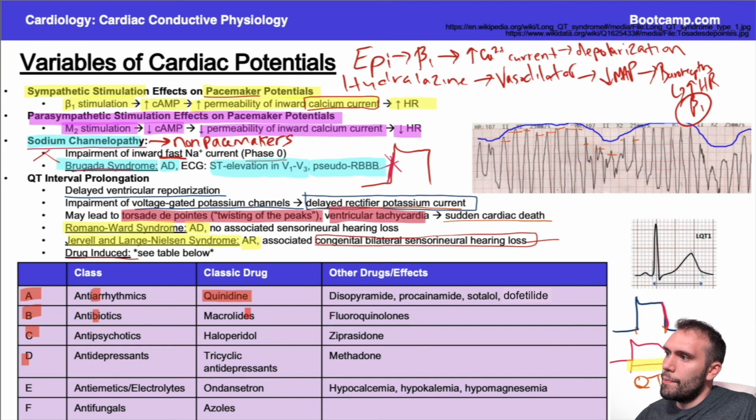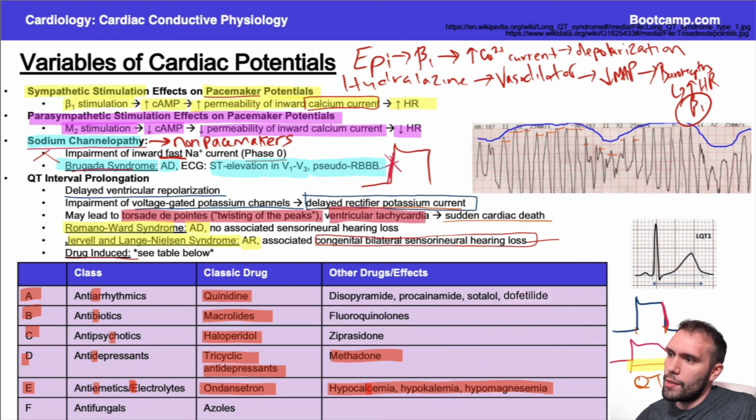Antibiotics is the B. Macrolides is very classic. Antipsychotics, so you think about the C, antipsychotics, however you want to remember that. Haloperidol, very classic. Antidepressants being the D. TCAs in general, and also don't forget about methadone. That one comes up occasionally. Antiemetics, E. So I think about ondansetron, which is Zofran. Electrolytes are also very important to categorize here with the E. So hypocalcemia, hypokalemia, and hypomagnesemia.